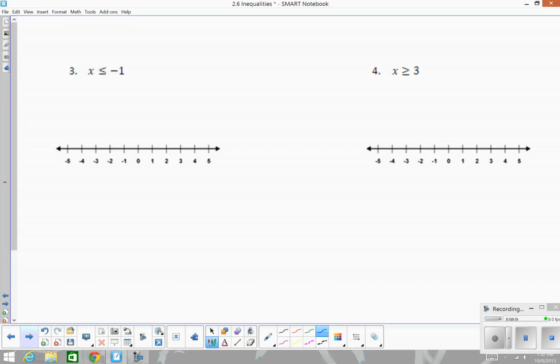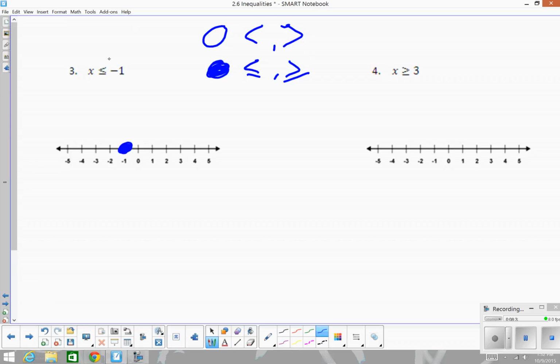Okay, so now, like I said, open circle is less than, greater than. A closed circle is going to be less than or equal to, greater than or equal to. So now find that value of negative 1. Open or closed circle? Now it's less than or equal to. So for less than or equal to, I'm going to have a solid circle on negative 1.